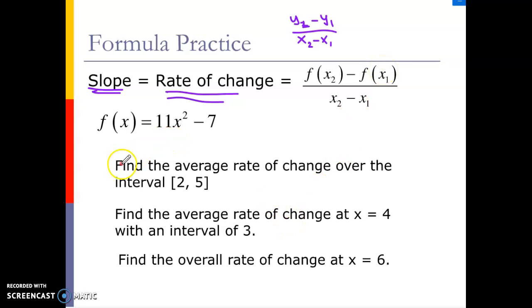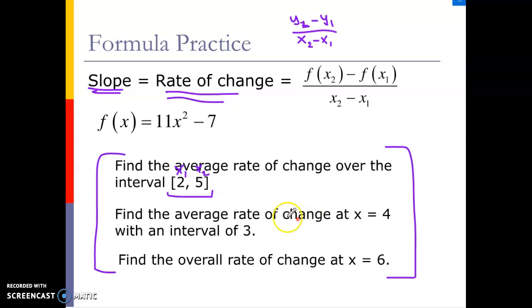Now I want to do some quick calculations and answer these three statements. The first one: find the average rate of change over the interval 2 to 5. Just a reminder, when we're talking about intervals, the 2 and the 5 are both x values. These are not data points with an x and y. This is the beginning x value, this is the ending x value. This is x1 right here, this is x2. That's what we want to be careful about.